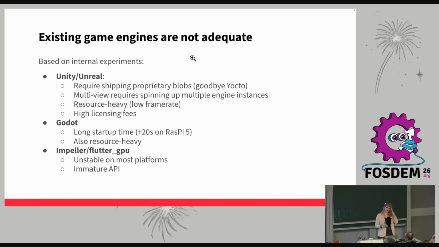They also looked at Godot. They chose not to use it because it took too long to start up on Raspberry Pi, and it was also resource heavy. Now, this one strikes me as a little weird, because instead of creating your own game engine, I would have thought you'd be able to optimize startup speeds. But anyway, that's why they didn't choose Godot. And then for Impeller Flutter GPU, no idea what that is, to be honest. Unstable on most platforms, and it is immature, which is probably why I have never heard of it.